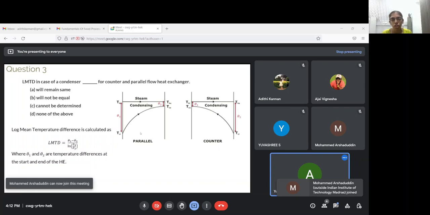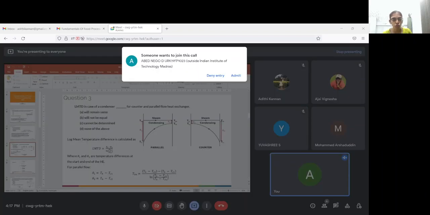derivation for this. So in a parallel flow, as you can see here, both the streams are entering in the same direction. Whereas in case of counter flow, one stream is entering in one direction, the other stream is entering through the other direction. So you can see the arrows are different for both of these.